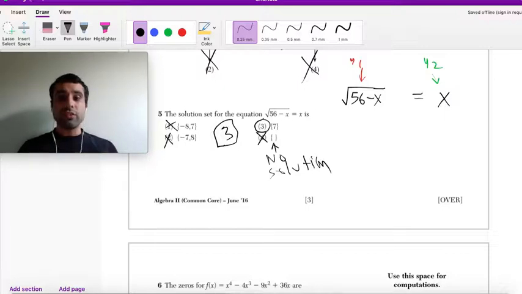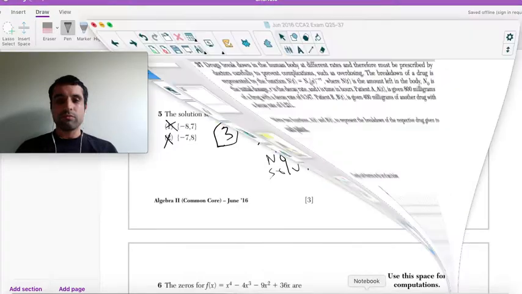Okay? Pause the video if you need to. It's also important to know how to solve these equations algebraically. So what I'm going to do now is go over to the smartboard, and I'm going to solve it algebraically now.